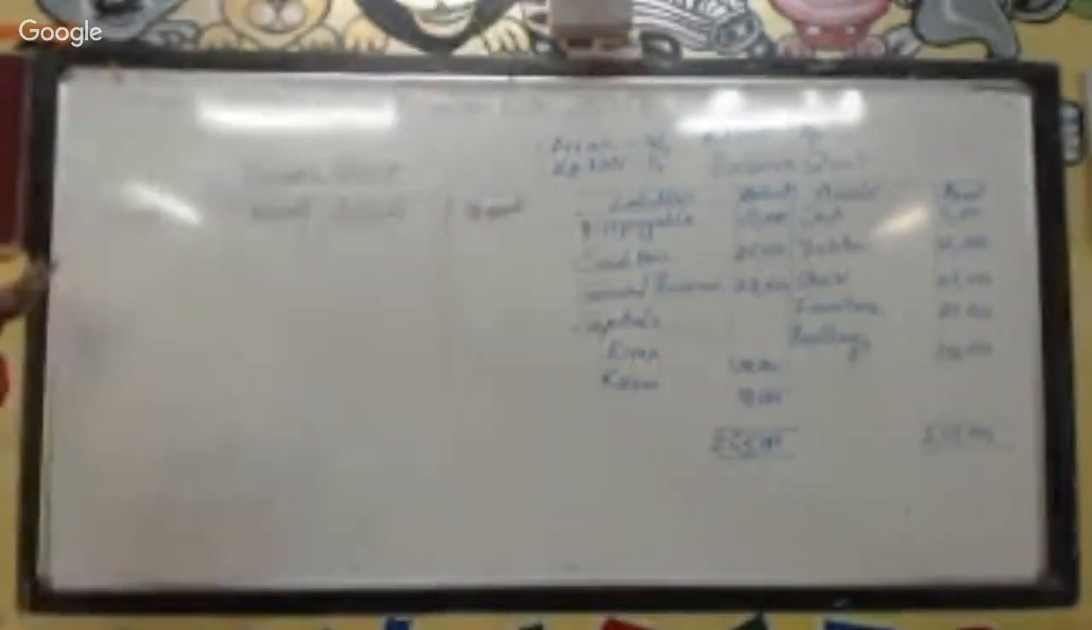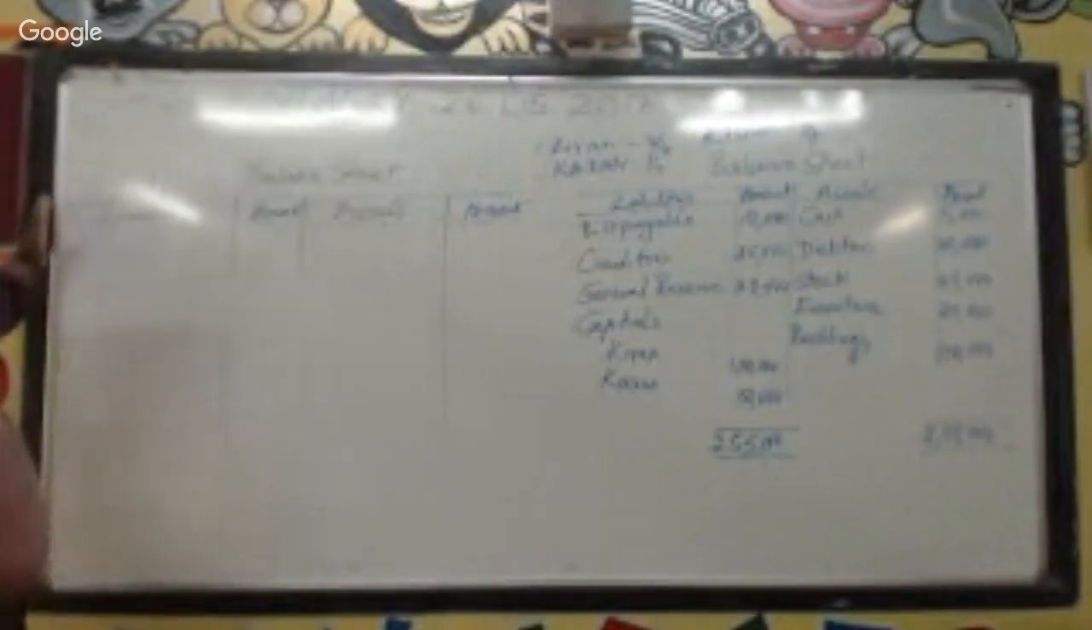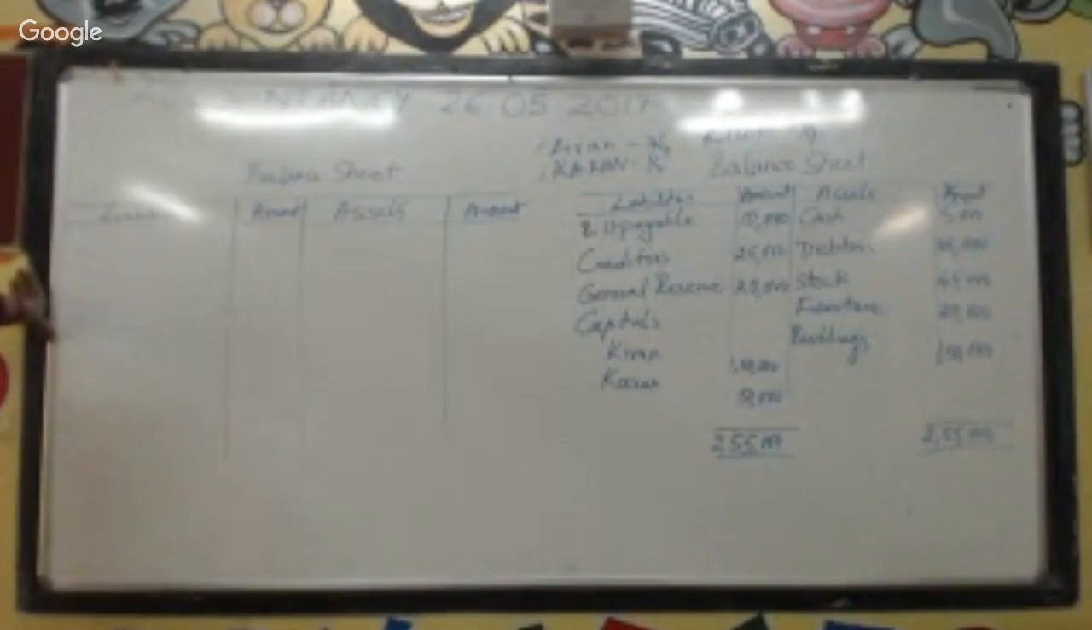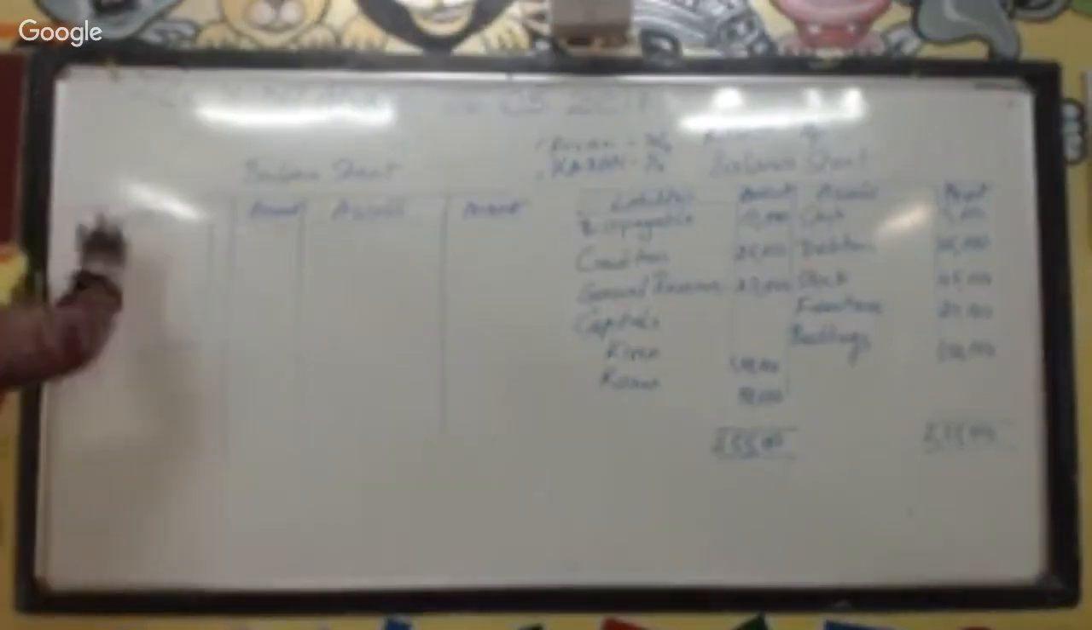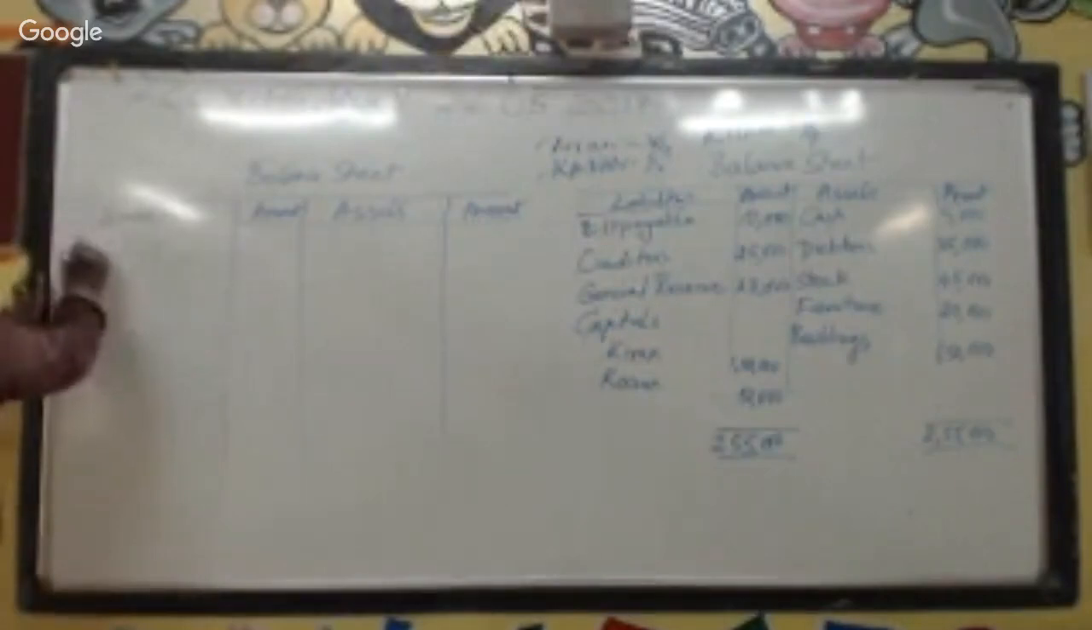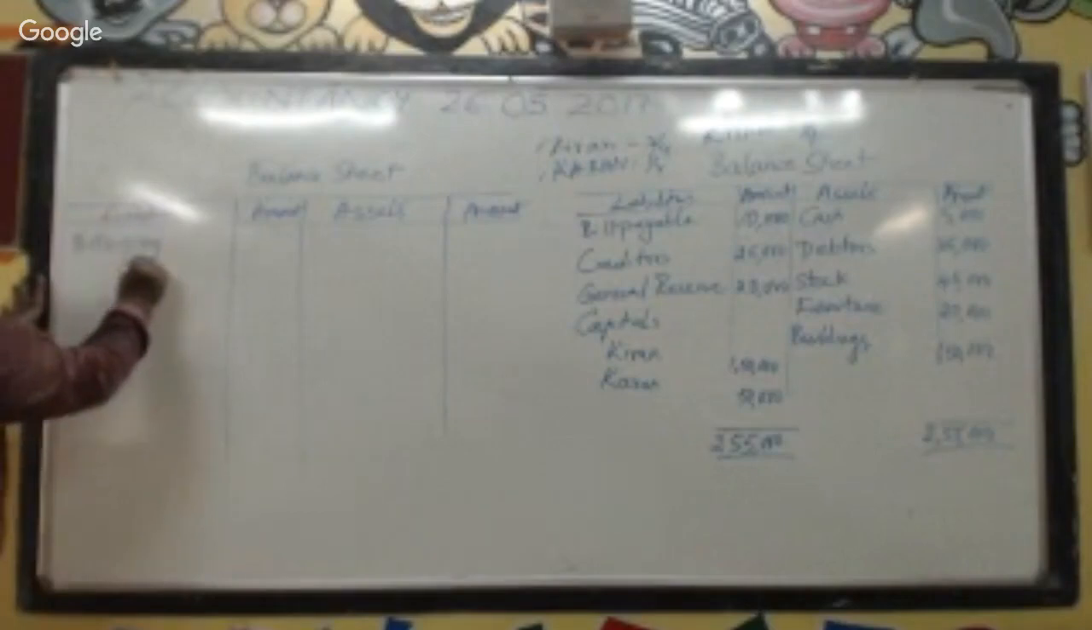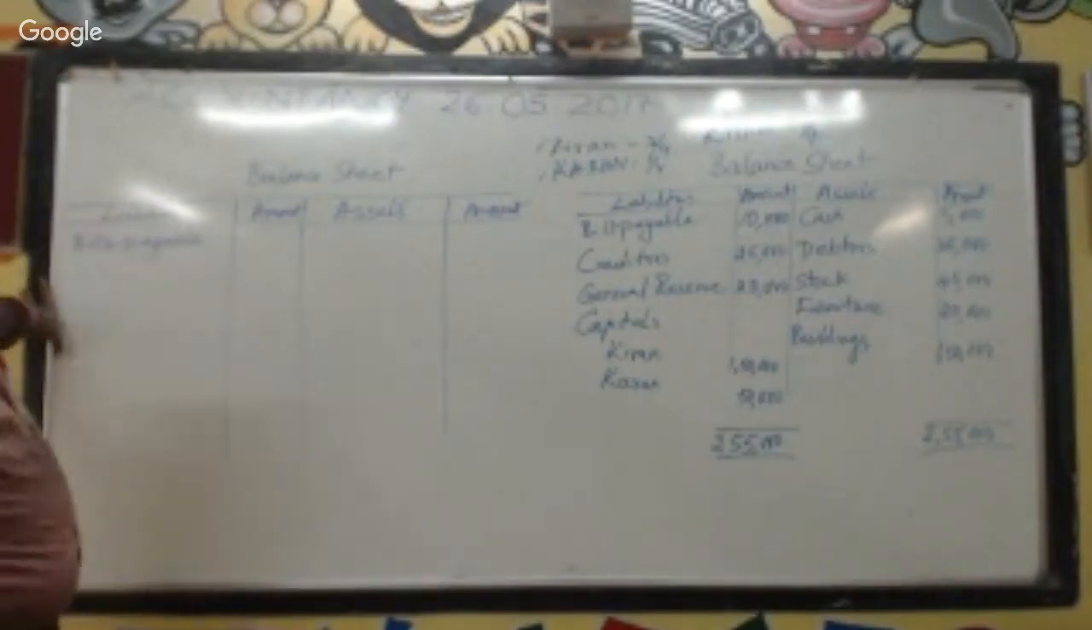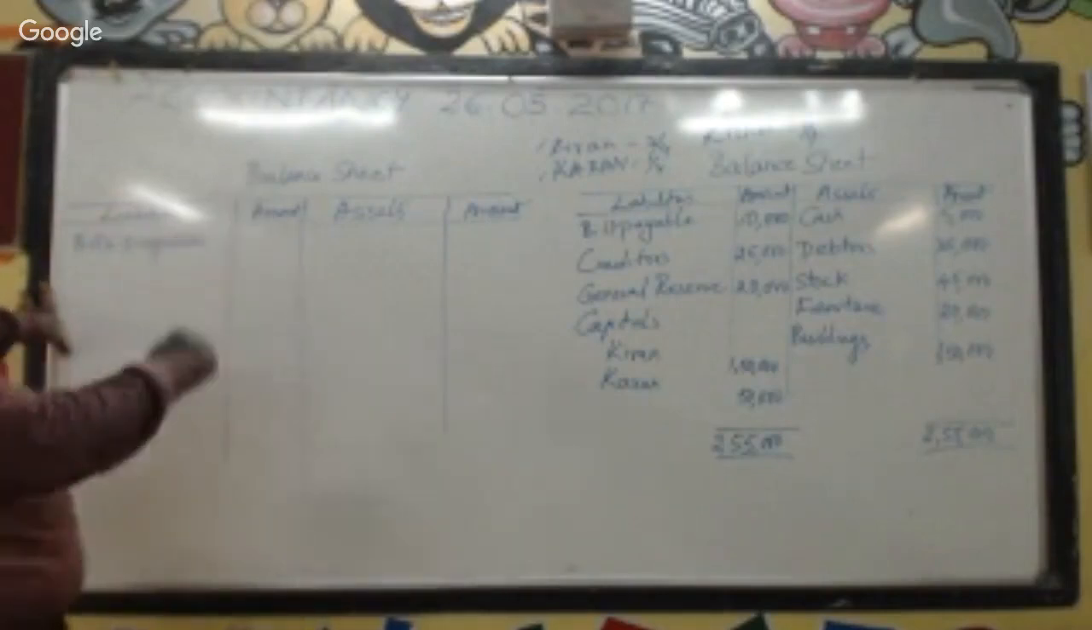When you are starting a new balance sheet, first we need to compare with the old balance sheet. In the old balance sheet he has given first bills payable. Write the same thing, bills payable. See here, in the question he has not given any adjustment for the bills payable, so we need to write the same amount.